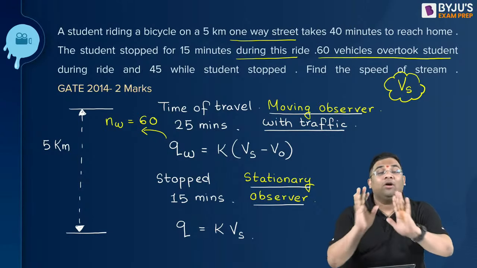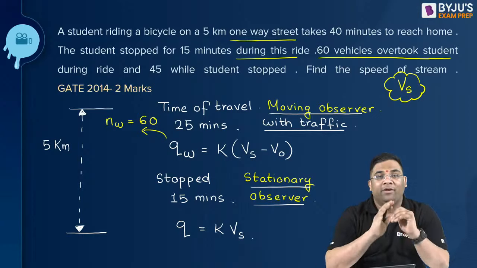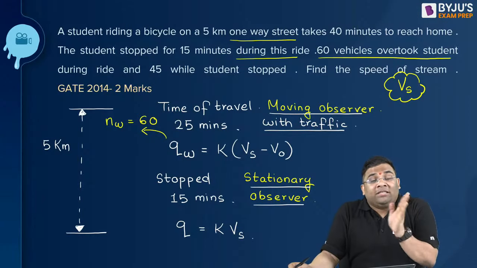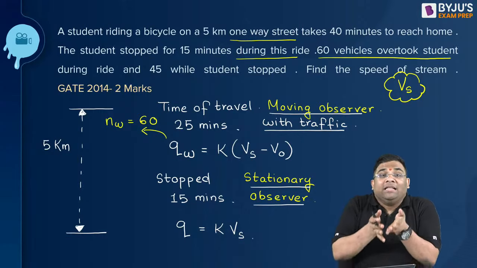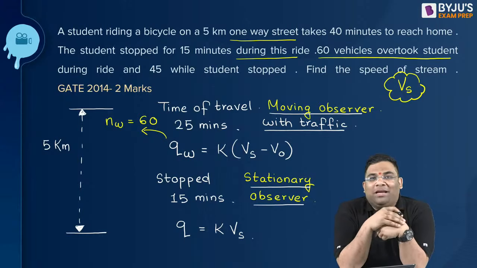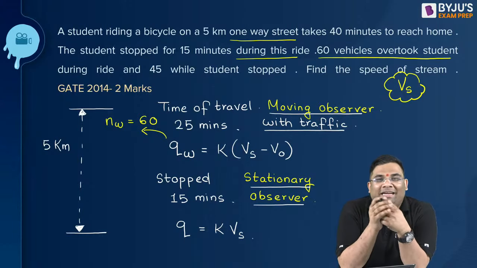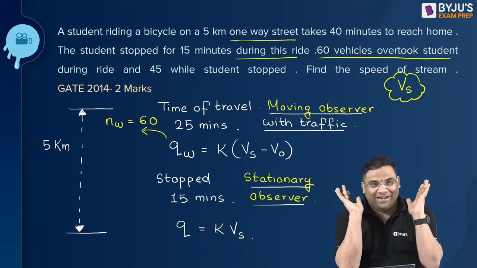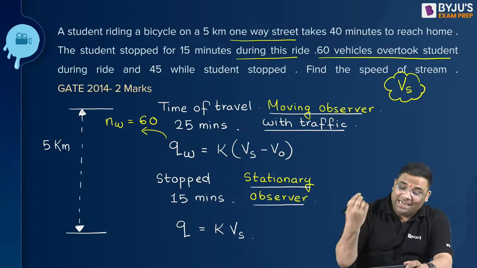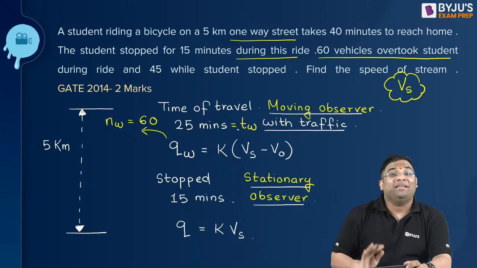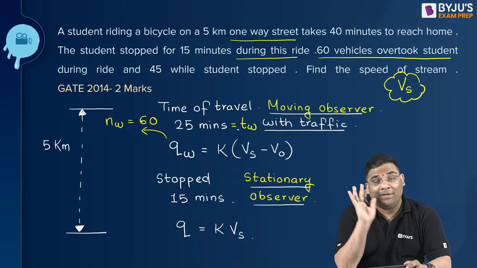It is traveling with the traffic, and 60 vehicles overtook the student. It is Nw. Why are we not subtracting anything? Because data is not given on how many vehicles the student overtook. And anyhow, the student is traveling on a bicycle, so there is very little chance that he will be able to overtake anyone, right? So I can say here directly Nw is 60, and this is the time of observation, 25 minutes, because for 25 minutes he traveled, and the rest of the time he was stationary.